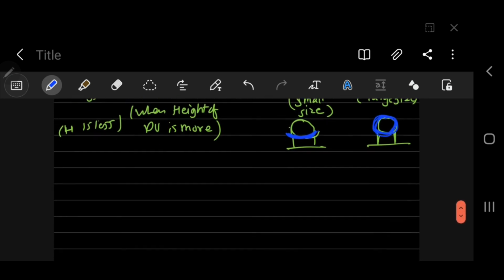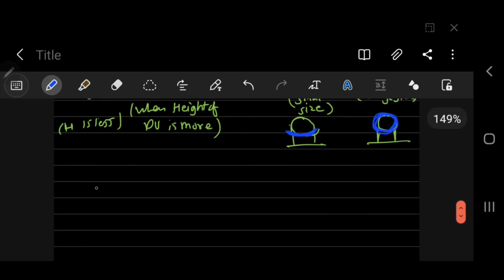So that's all. This much you have to remember in order to get very good marks in the viva for the pressure vessel topic. Thank you.